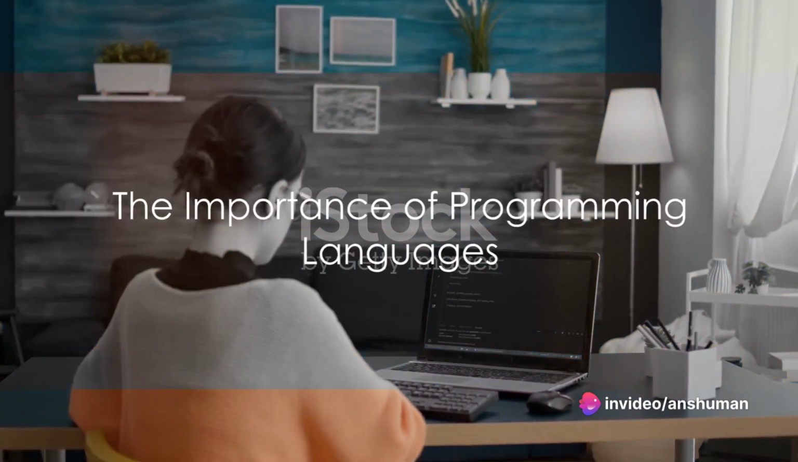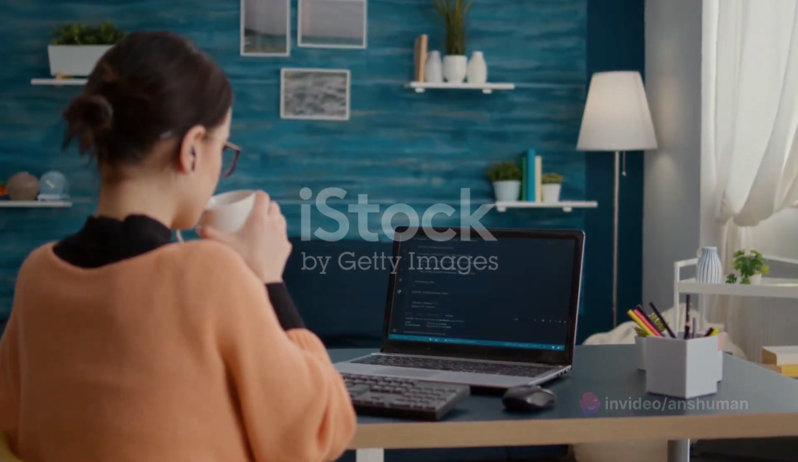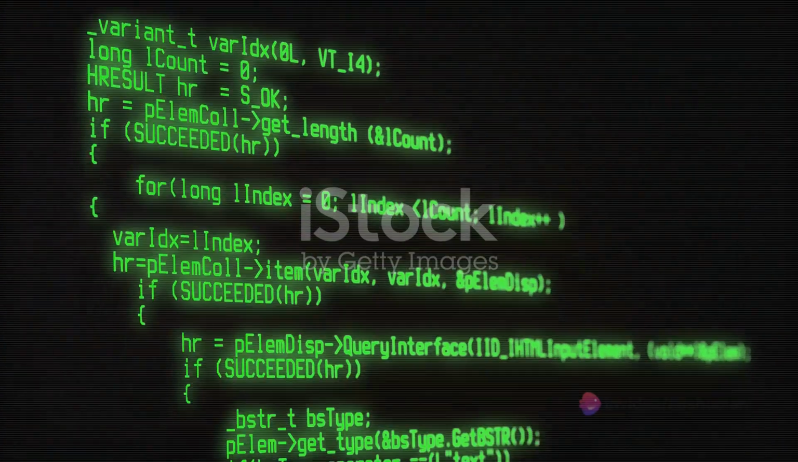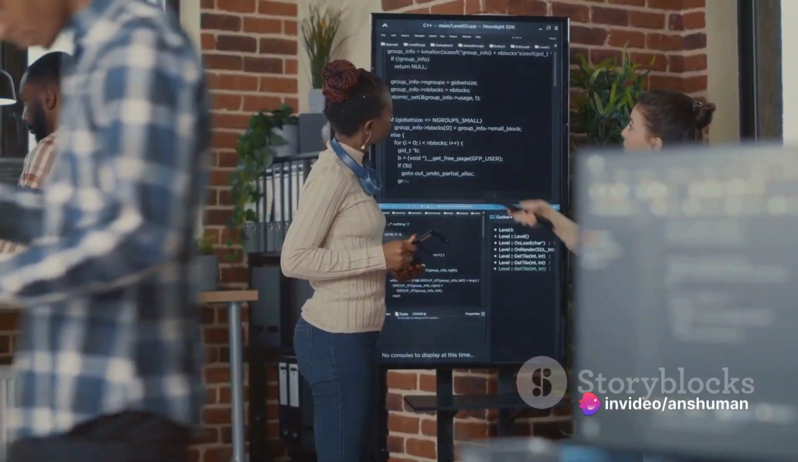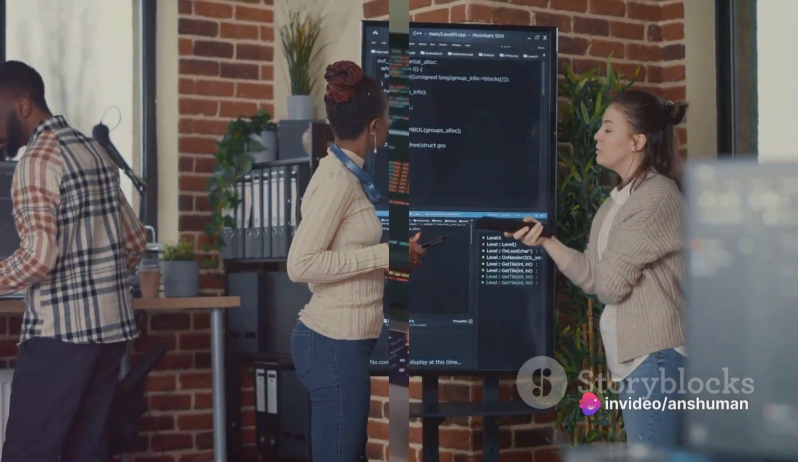Now imagine a world where everyone speaks a different language and there's no common way to communicate. Chaotic, isn't it? That's exactly what a computer would feel if there weren't any programming languages. These languages are the bridge between humans and machines, enabling us to give instructions to computers.